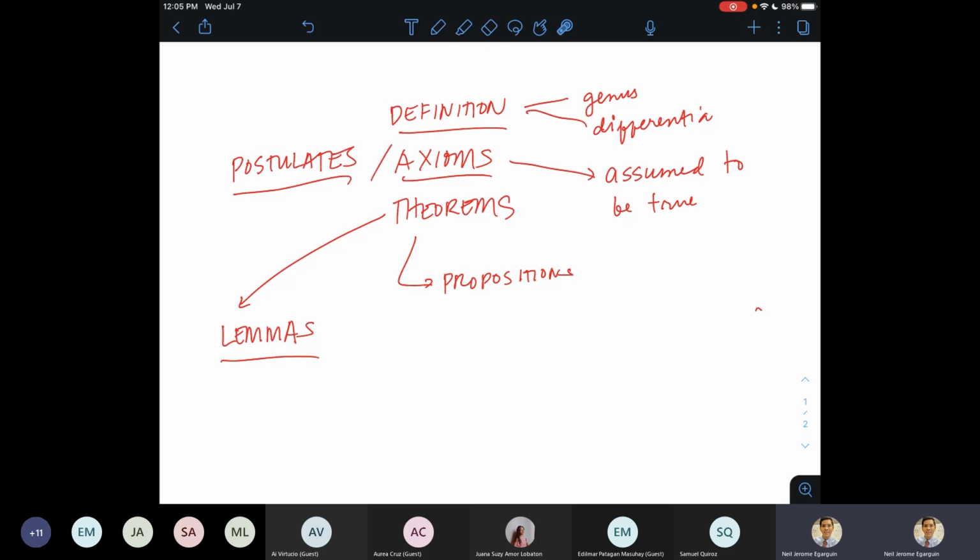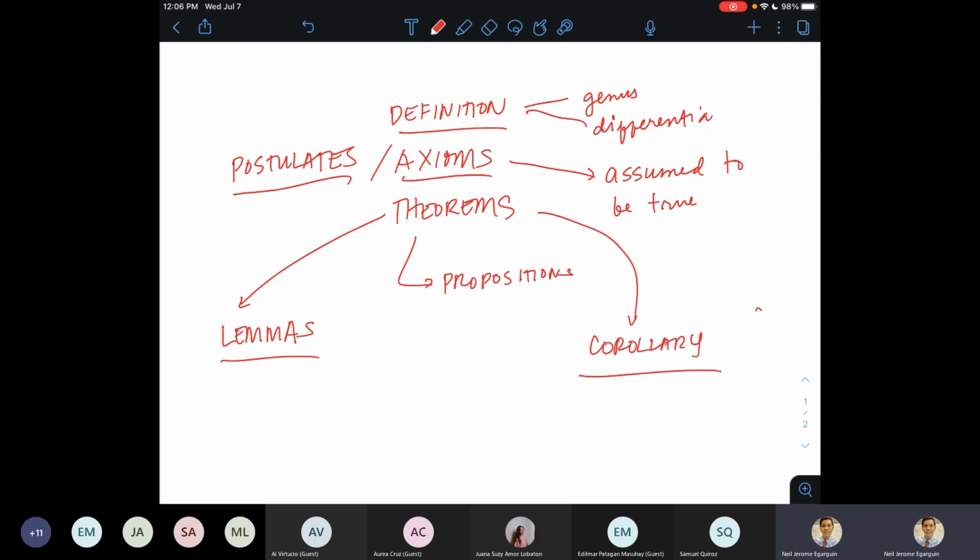So kung magbabasa kayo ng lemma, usually the value of lemmas do not go beyond the theorem that they prove, or the theorem in whose proof they are used. So yung value ng lemma ay para lamang dun sa proof ng theorem. So if you have a long book that you are trying to review, if you have a lemma, then do not bother too much about the lemma, because the value of the lemma is for the proof of the succeeding theorem. On the other hand, another type of theorem is a corollary.